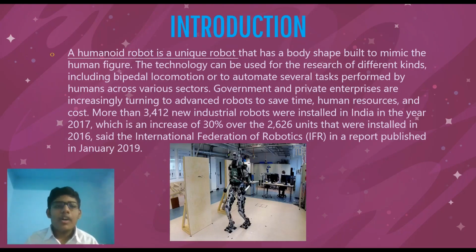Introduction. A humanoid robot is a unique robot that has a body shape built to mimic the human figure. The technology can be used for research of different kinds, including bipedal locomotion, or to automate several tasks performed by humans across various sectors. Now, here is my friend Malolan to continue with the presentation.